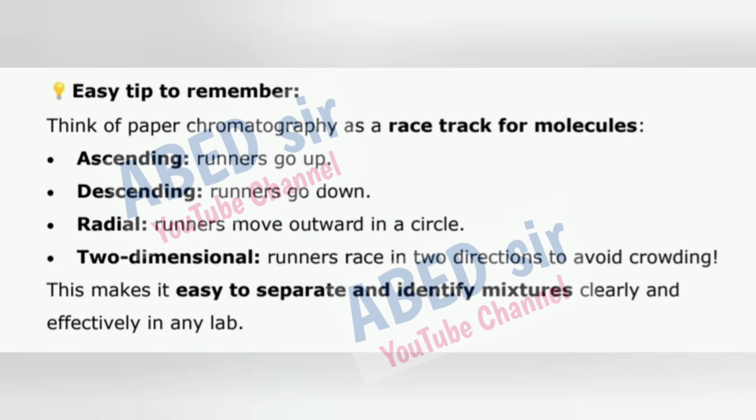Easy tip to remember: think of paper chromatography as a race track for molecules. Ascending, runners go up. Descending, runners go down. Radial, runners move outward in a circle. Two-dimensional, runners race in two directions to avoid crowding. This makes it easy to separate and identify mixtures clearly and effectively in any lab.